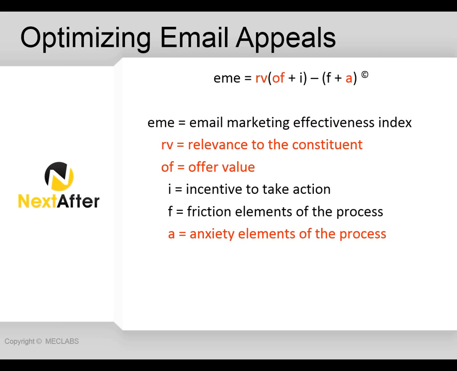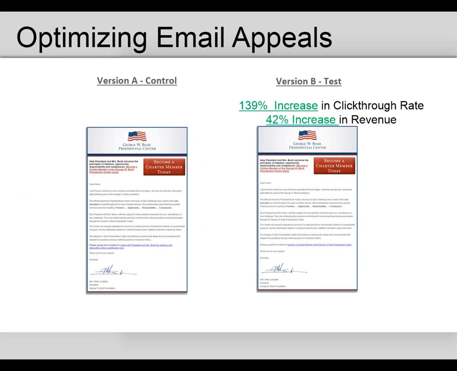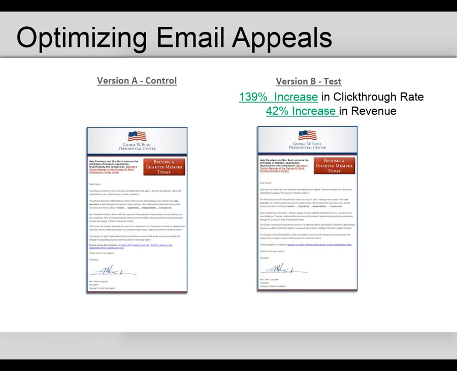So I showed you the George Bush Presidential Center. This was an acquisition email. The goal of this email is to get new members, new financial contributors to the organization. Okay? So we did the A/B split test, the control on the left, the treatment on the right. I told you that the treatment generated a 139% increase in click-through, 42% increase in revenue. So let me just blow up for you those last two sentences, and we'll look at the control and the optimized version. I'll tell you why the other one won.